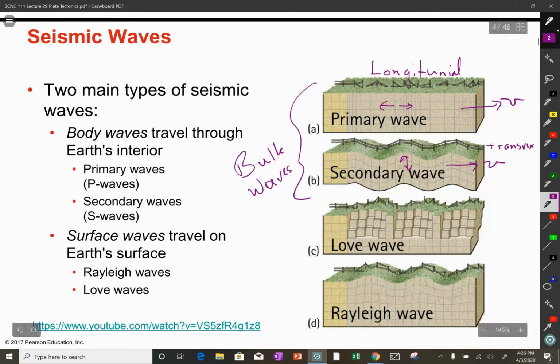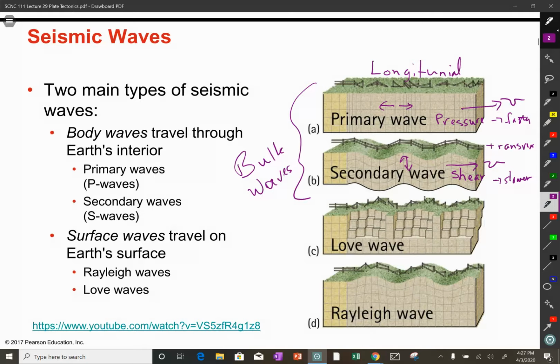The primary wave is also called a pressure wave. The secondary wave is also called a shear wave. Primary means it's the first. The pressure wave is faster, hence primary. The secondary wave or shear is slower, hence it comes second. So those are waves that go through the bulk of the earth.